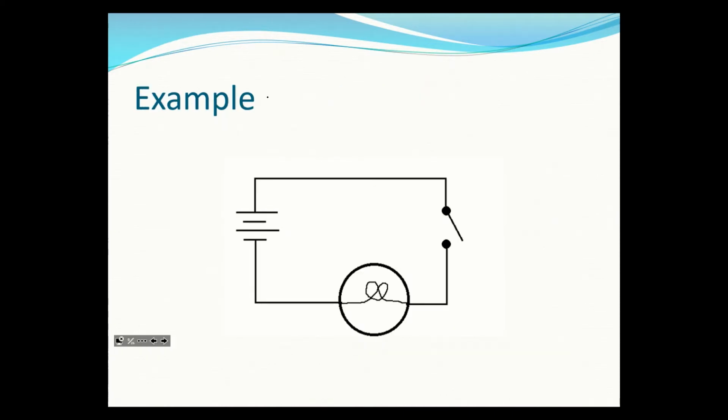Okay, so this is an example. Here we have two cells, so we'd have two everyday-language batteries. We have a switch, and we have a light bulb, and then this is the wire here.